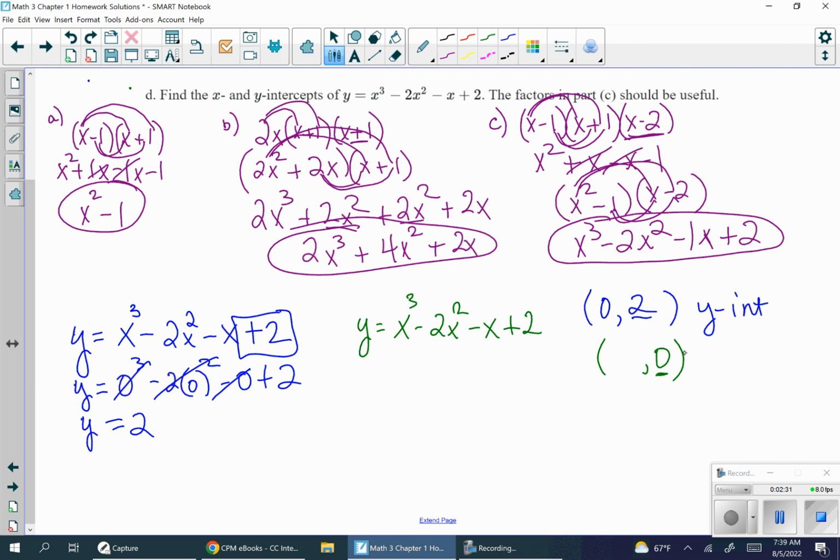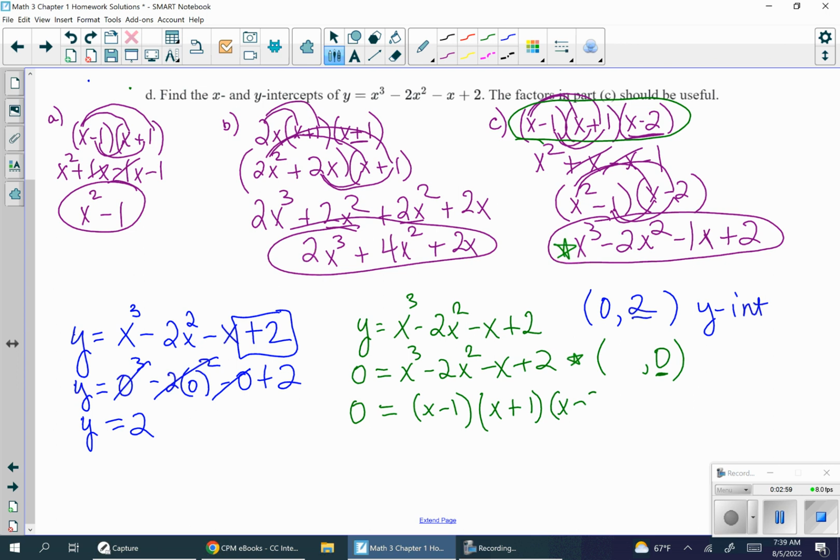For the x-intercept, we need to make sure the y piece of our ordered pair is 0. So what we would do is substitute 0 equals x cubed minus 2x squared minus x plus 2, and that is seriously overwhelming. But they've given us a hint that if we go back and look at these factors, we can actually rewrite it as the x minus 1, because notice how this is the same as this. We can rewrite it as the x minus 1, x plus 1, and x minus 2.